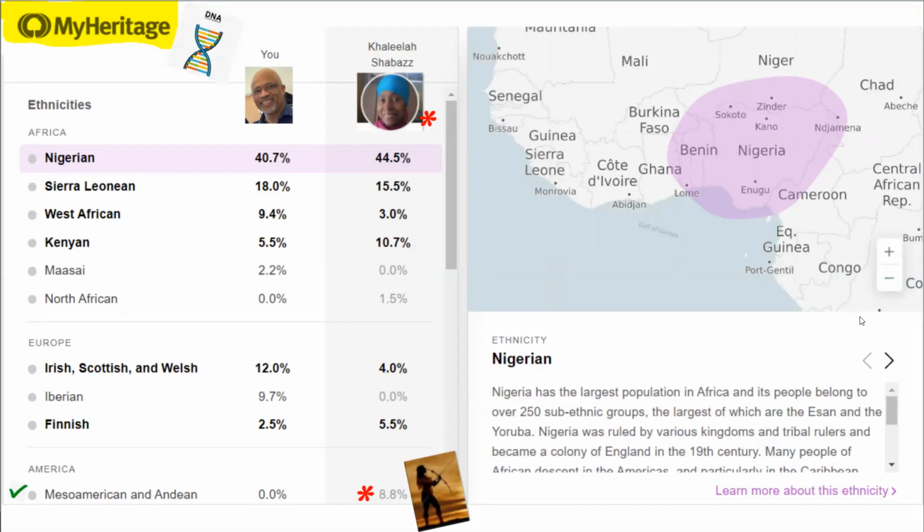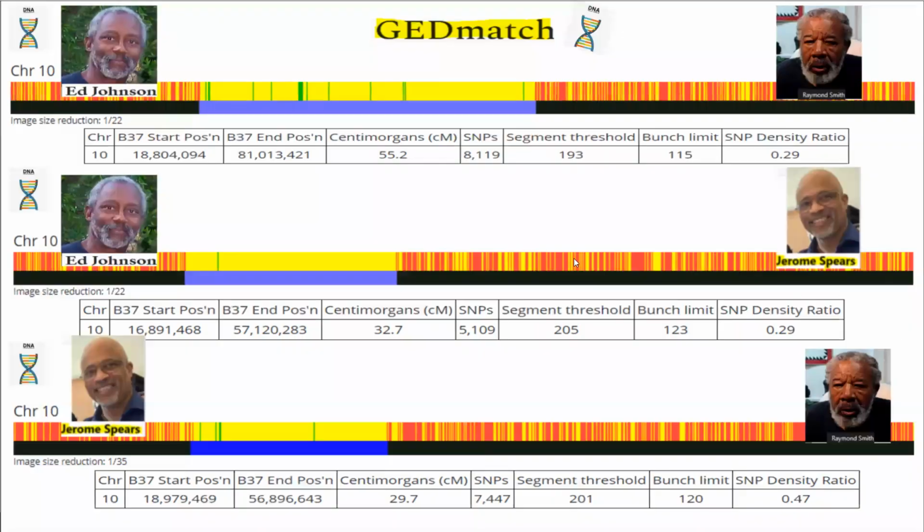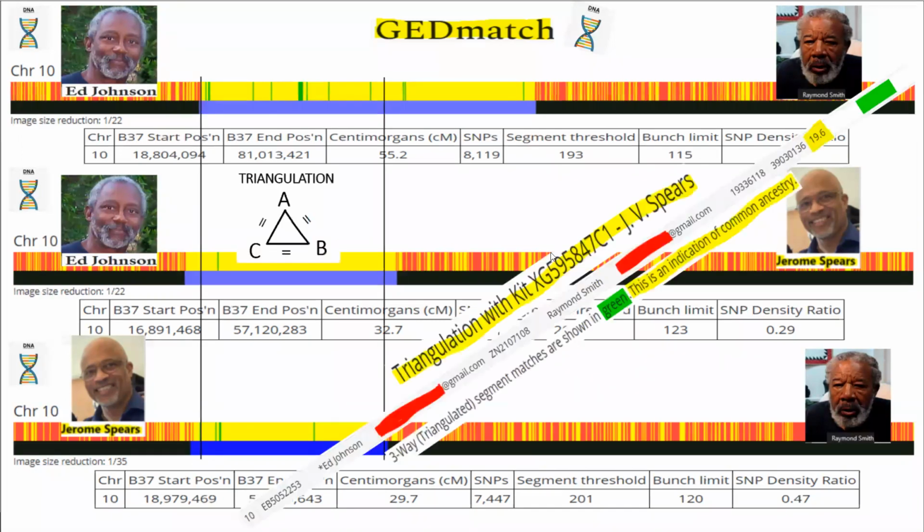When I look at Ed and Raymond, we already know they match each other, but I wanted to see what my situation looked like. And so I plugged myself in with Ed, I plugged myself in with Raymond, and we're all matching each other too. A equals B, A equals C, B equals C. Again, there's more triangulation happening on chromosome 10 as it relates to all of us.